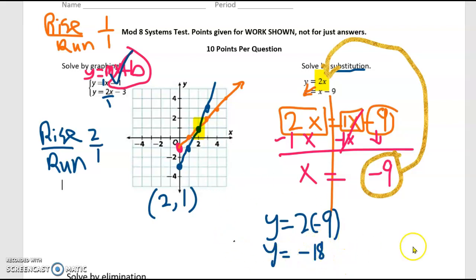There we go. And so we've solved it. Now, we can check if we're right by just putting the answers in themselves. So if y is equal to negative 18, you could substitute negative 18 in for y, and so it should be negative 18 equals negative 18, and that's correct.